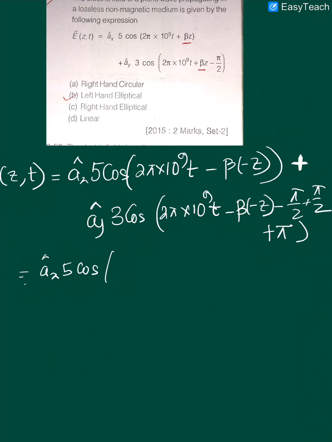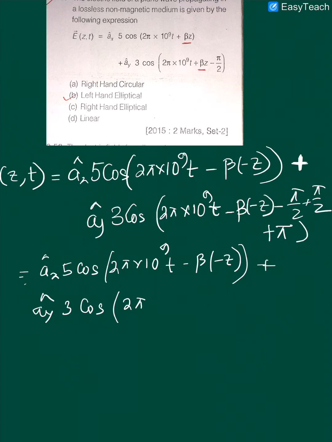Okay, so in this case your overall equation will be ax 5 cos 2 pi into 10 to the power 9 t minus beta of minus z, plus ay 3 cos 2 pi into 10 to the power 9 t minus beta of minus z, then the angle will be plus pi. Okay, so you can write that x, y, z, and power is flowing in negative z direction. You can write it this way.